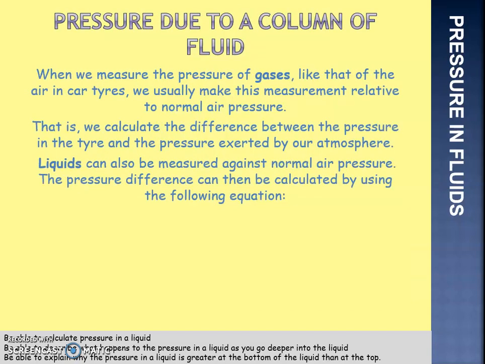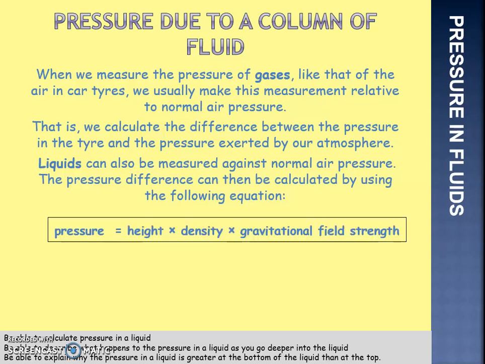Now when we measure the pressure of gases like that of the air in car tyres, we normally make that measurement relative to normal air pressure, so we do a comparison between normal air pressure and current air pressure. Liquids can be measured against normal air pressure, so we can also measure their pressure against that. The pressure difference can then be calculated using this equation.